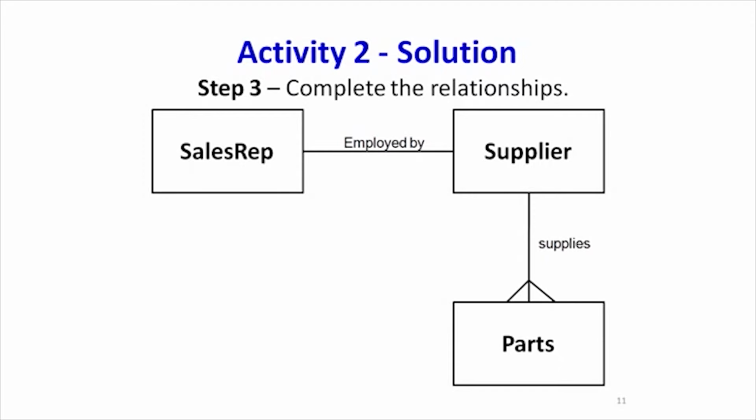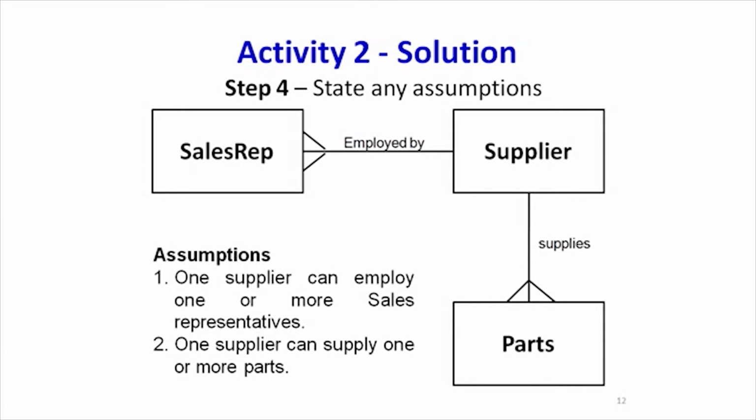Step 3, you need to complete the relationship to show the relationship, either they are one-to-one or one-to-many or many-to-one. As we can see, a sales rep is employed by a supplier, and one supplier supplies one or many parts to a particular customer. And step 4, you need to state any assumptions. And our assumption here is one supplier can employ one or more sales representatives. And assumption 2 is one supplier can supply one or more parts.